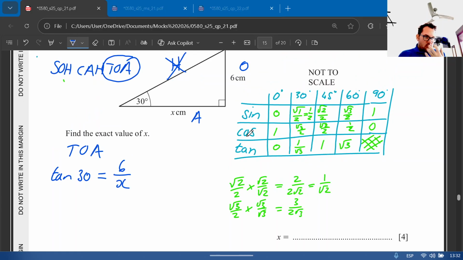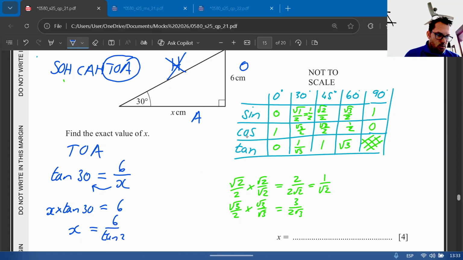Raking in the marks. Okay, so then we want to know what x is, so we're going to multiply the x over there, which gives us x tan 30 equals 6. Remember, we're multiplying it. So we want the x alone, so we're going to divide by tan 30. So basically, we're just swapping around the tan. So now we got x equals this. But do we know what's tan 30? Well, you did your homework, you studied. Tan 30 is 1 over root 3.